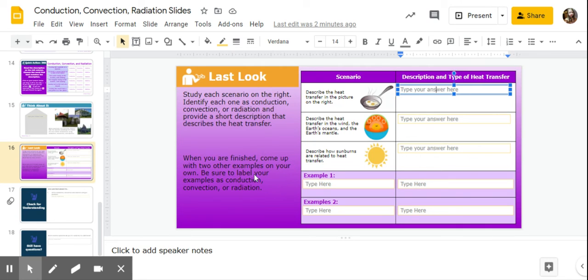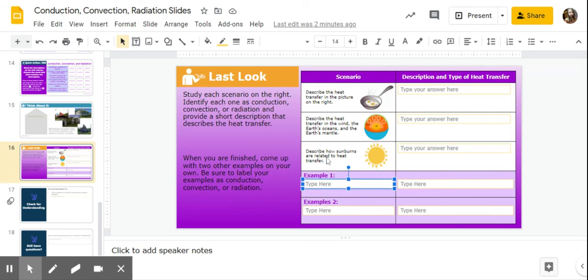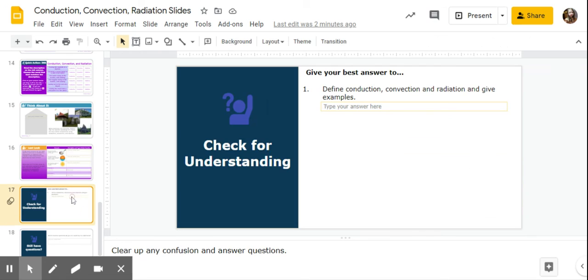Then it says, when you are finished, come up with 2 other examples on your own down here. You're going to come up with 2 examples. So you're going to write things like this down here, and you write what type of heat transfer it is right here, okay? And the description of what's going on. So each one of these, you're only going to use conduction, convection, or radiation once. So one is conduction. That means these 2 are either convection or radiation. And you're going to describe the type of heat transfer, okay?